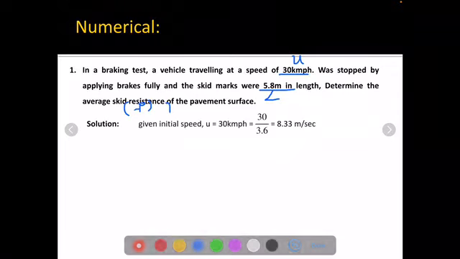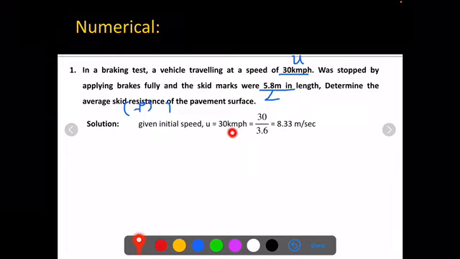Now first write down the data given. The initial speed is given as 30 kmph. Convert it to meters per second, or else you can keep it in kilometers per hour only. But since we have length in meters, let us keep everything in the same unit. Converting into meters per second, we get 30 divided by 3.6, which is the conversion from kilometer per hour to meter per second.